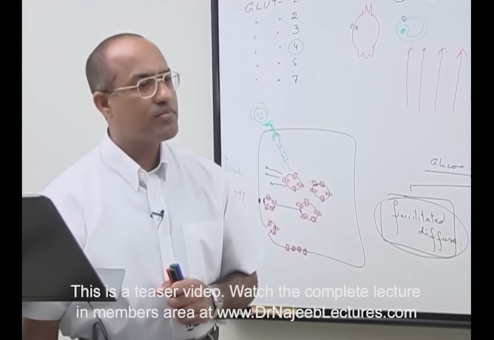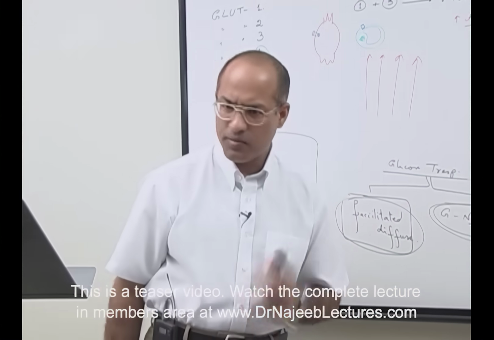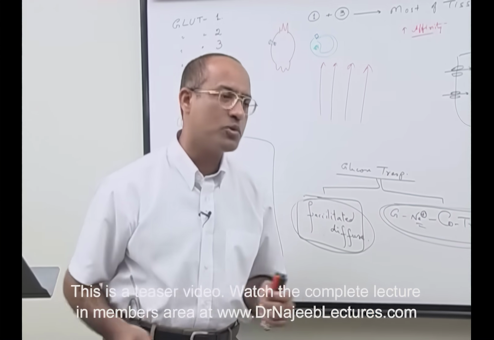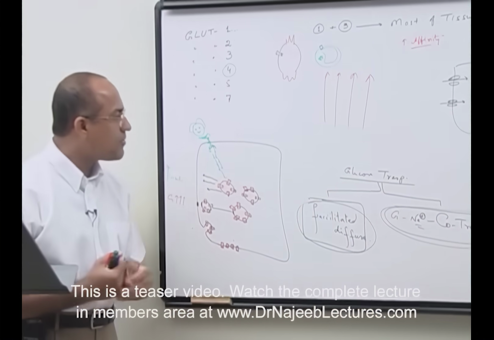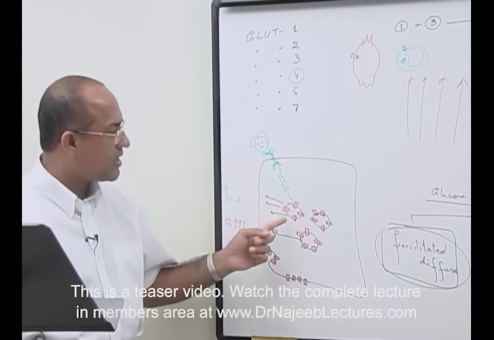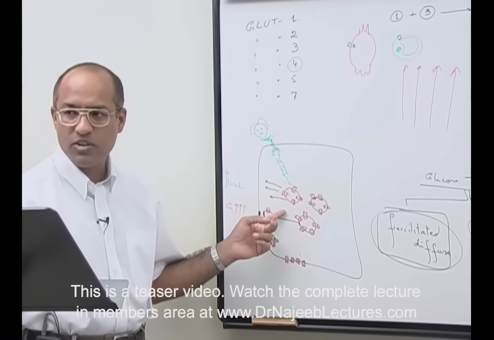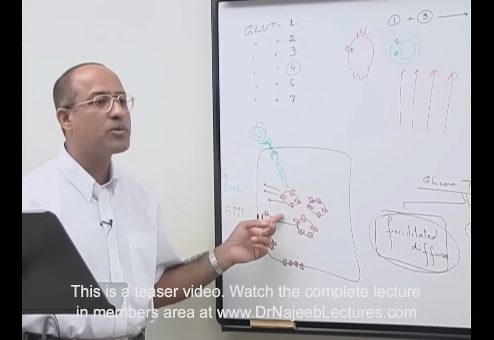There's a question. Neurons, brain cells, use a lot of glucose. So should the neurons have type 4 glucose transporters or not? No. Why should they not have?